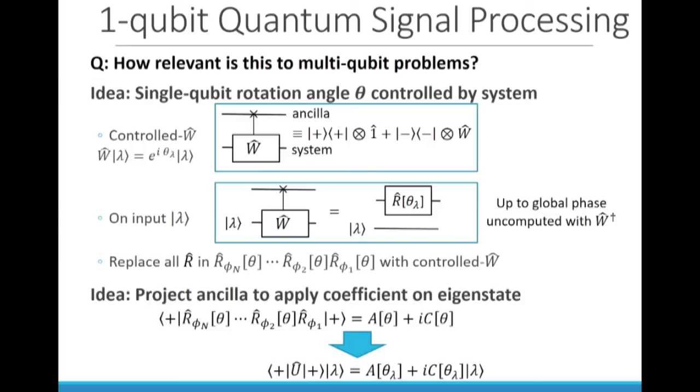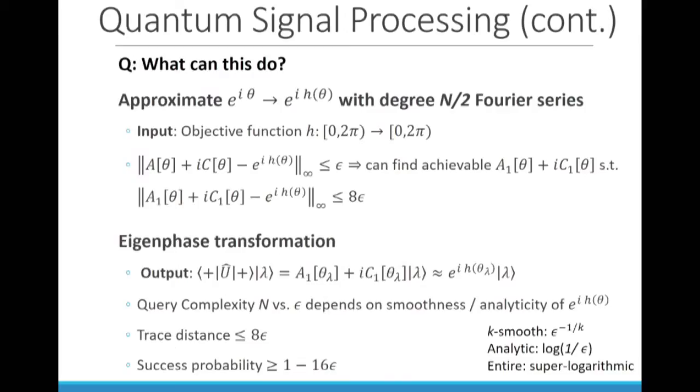And how do we do this? Let us choose some objective function for our eigenphase transformations. So this is h of theta. It is a periodic function that maps a circle to a circle. And we want to approximate this complex phase factor with a complex Fourier series of degree n. So n will determine the number of single qubit rotations, and in turn determines the number of controlled W's, which in turn determines the number of oracle queries to our element and column oracles. So this pretty much entirely determines the query complexity of Hamiltonian simulation.